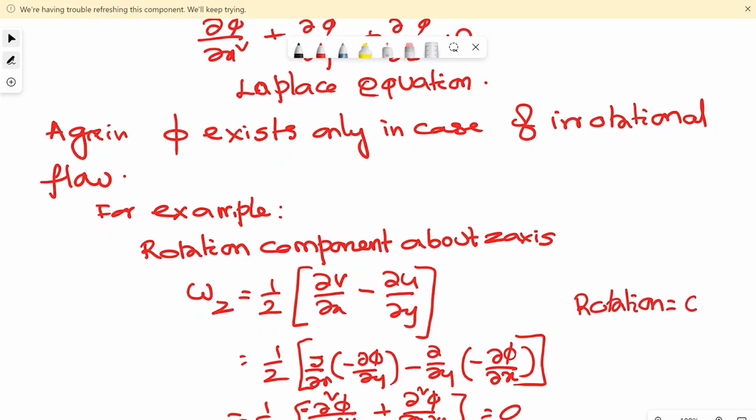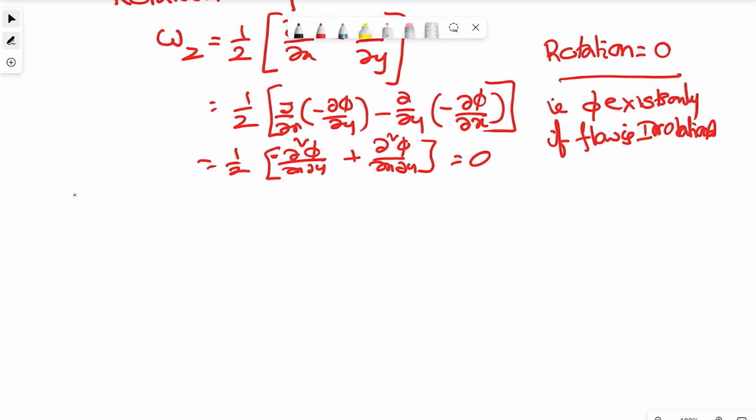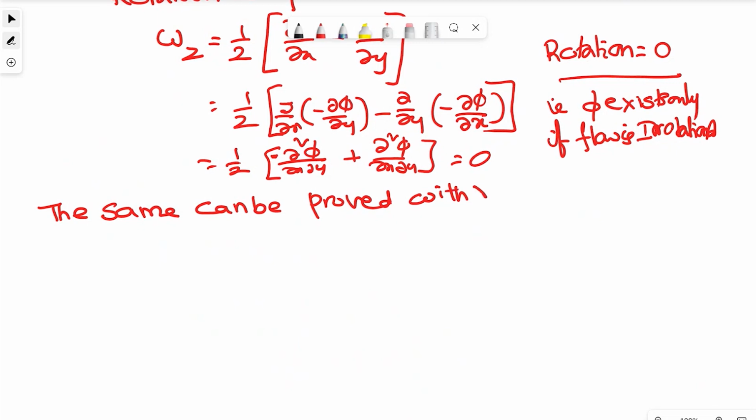That means phi exists only if the flow is irrotational. The same can be proved with rotation about the y-axis and x-axis.